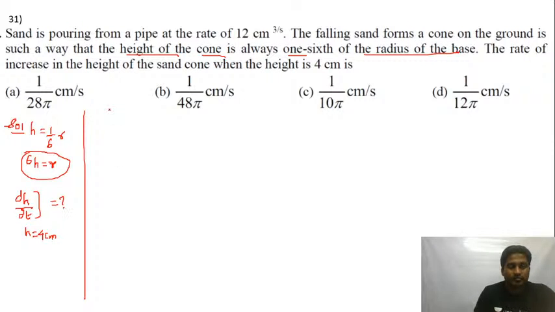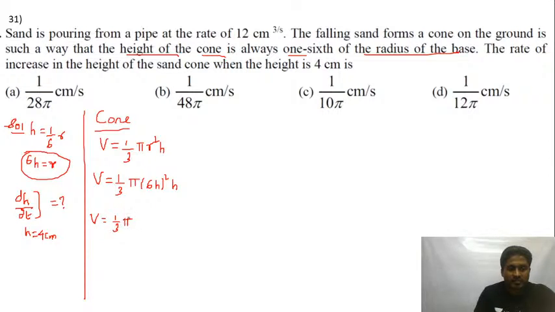Now volume of a cone is equal to 1 by 3 pi r square into H. Now I want the result completely in terms of H, so I should eliminate R. V is equal to 1 by 3 into pi. We know R is equal to 6H. This is 6H the whole square into H. If you square this, you get 36H square into H. This will cancel to 12 times. V is equal to 12 pi into H cube.